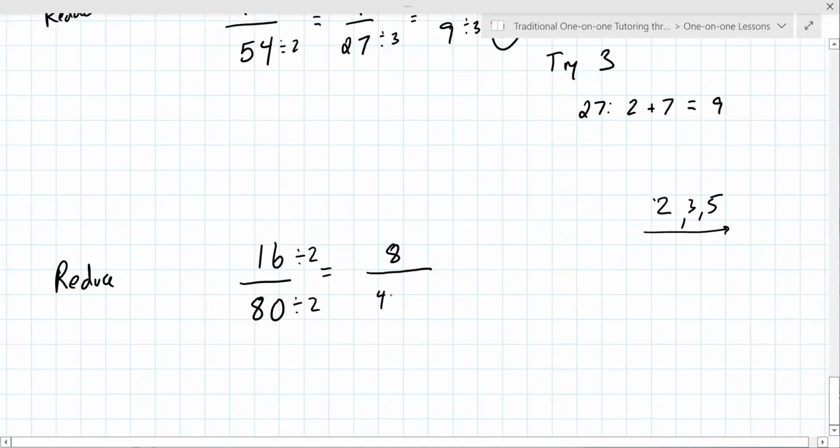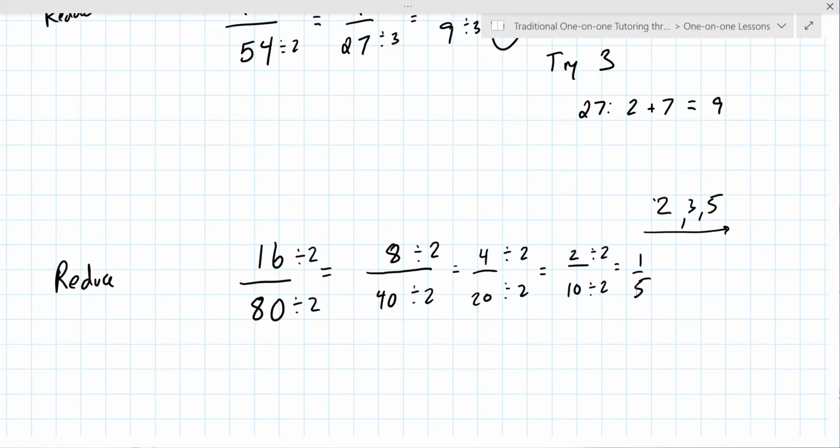That's 8 over 40. And then you say, all right, well, it works again. Let me try it again. So that's 4 over 20. It worked. Let's try it again. So now it's 2 over 10 and it works again. So you keep going until it doesn't work. And it could be many, many times that it works. Absolutely.